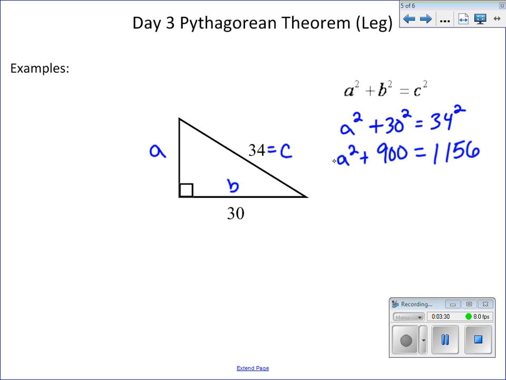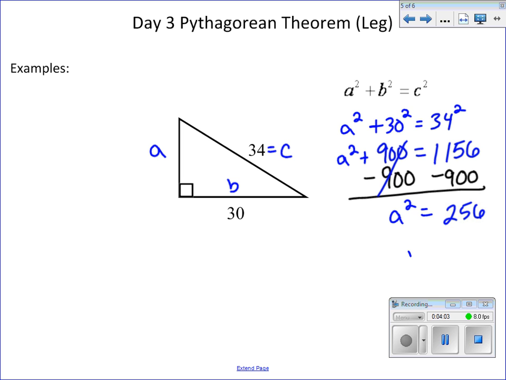And now, in order to be able to solve for A, we have to do this additional step. The additional step is to get rid of this 900. We need A to be all by itself. So we're going to subtract 900 from both sides. 900 minus 900 cancels out. We're left with A to the second power. 1156 minus 900 gives us 256. And the square root of 256 using your calculator gives us A equals 16. So today is really pretty much the same as yesterday, but remember to use that additional step.